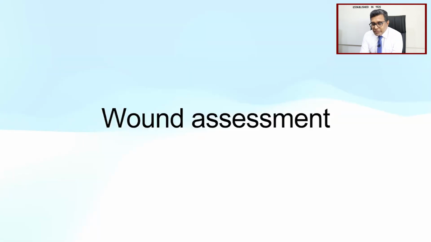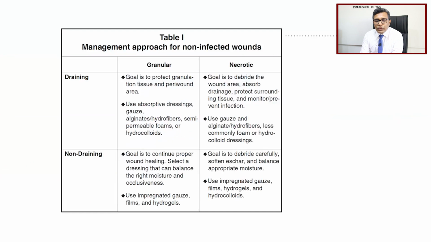So now the wound assessments. This is a very quick guide to wound assessment. Now there are non-draining wounds and draining wounds. That means there's something that needs to be draining, and there's granulation tissue and the necrotic tissue is there. So these are the goals. Just take a snapshot of this one, just go through it, but it makes sense, right?